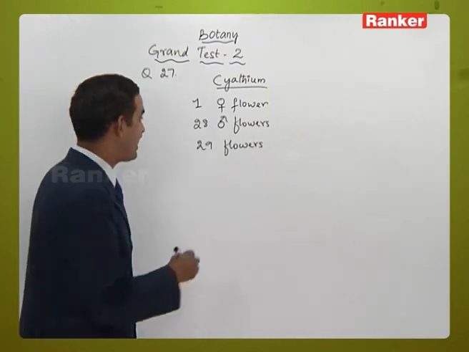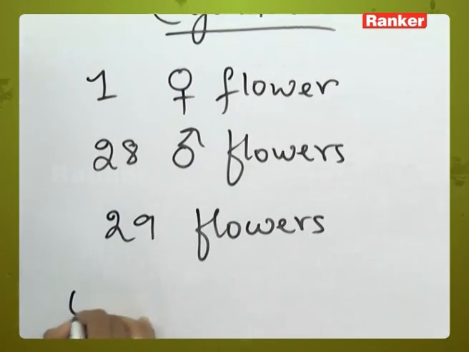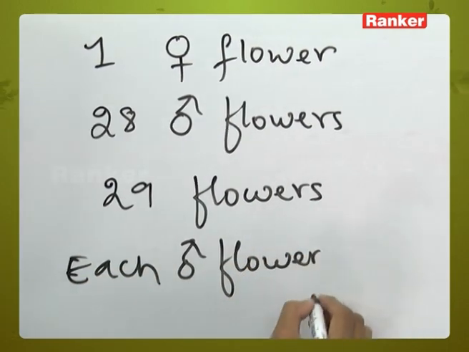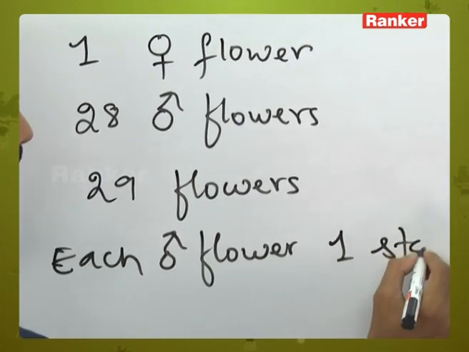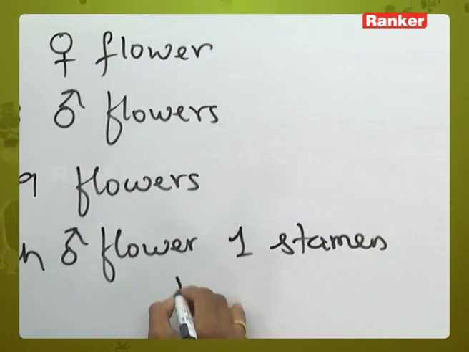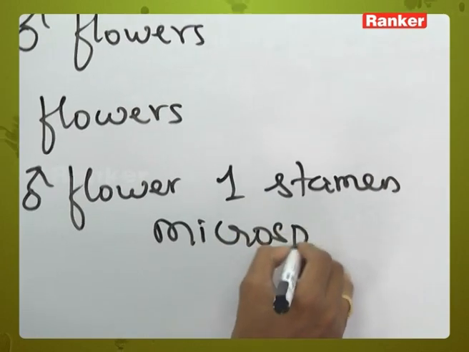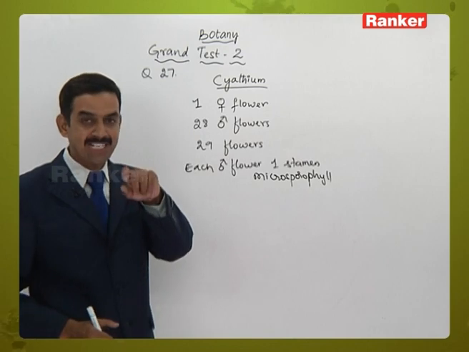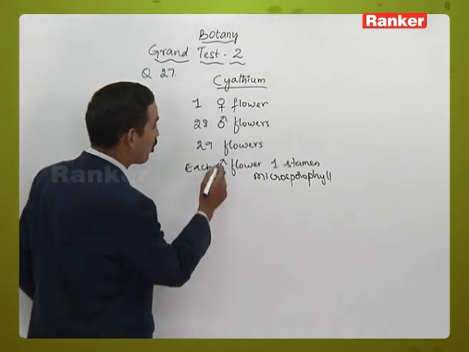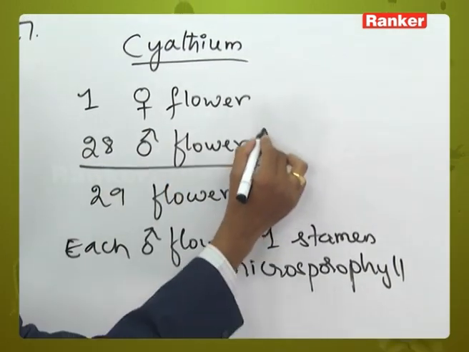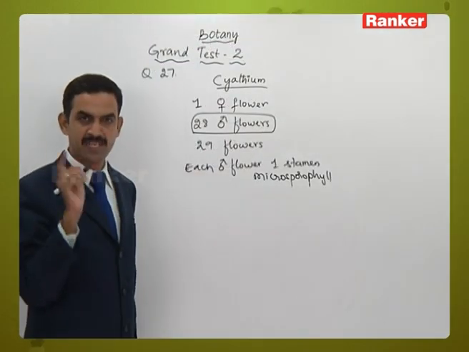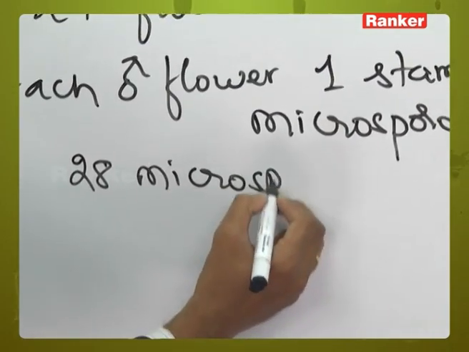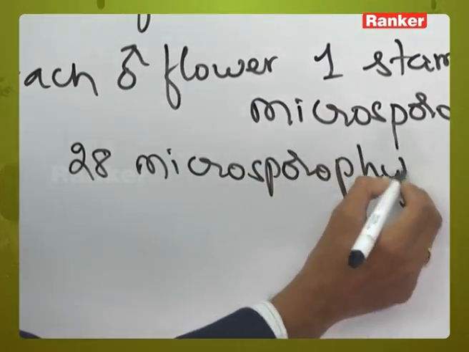Here each male flower will have one stamen in it. Each stamen is called a microsporophyll. That means in that cyathium, how many microsporophylls are there? A total of 28 male flowers means 28 microsporophylls are present.